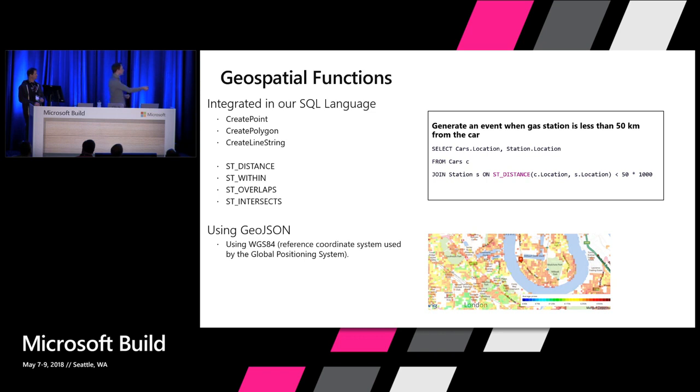So it's going to be easier. And we're just using the standard for GPS, so WGS84. So it's very easy, GeoJSON, and any geospatial data can be used in Stream Analytics. So we'll talk a little more in the use case later.